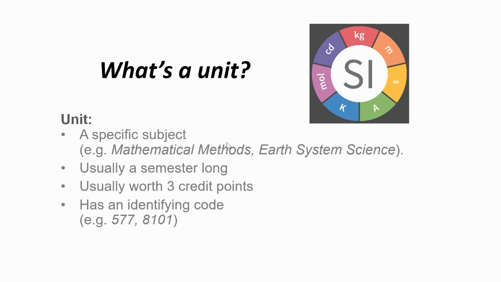The other thing to be aware of is that I mentioned units are a specific subject like math methods, but very often we refer to them by their codes. Okay, so each unit has a unique code. 577 is mathematical methods, 8101 is system science. Some of you will be enrolled in 8101 already, I assume. Yeah, okay. And any of you starting environmental science will get you enrolled.